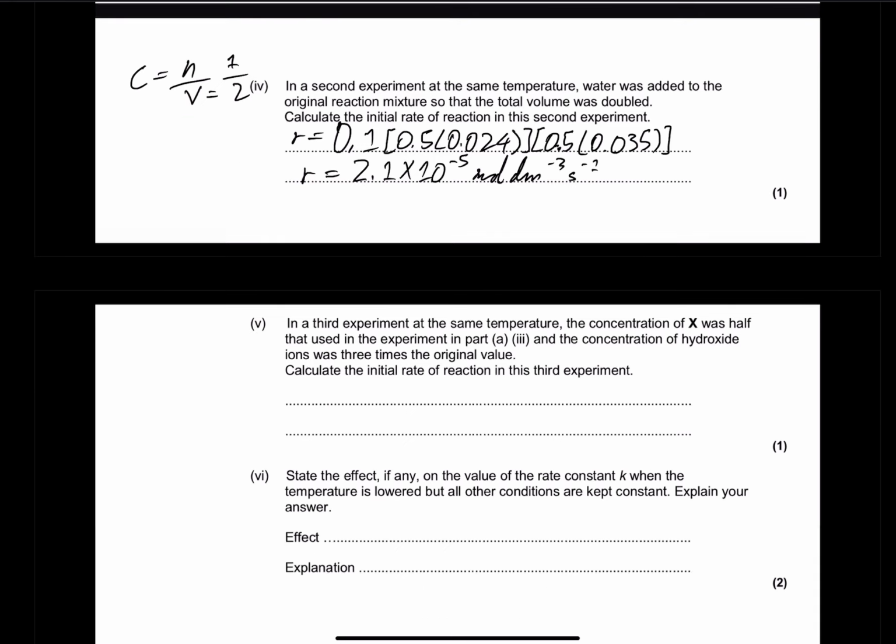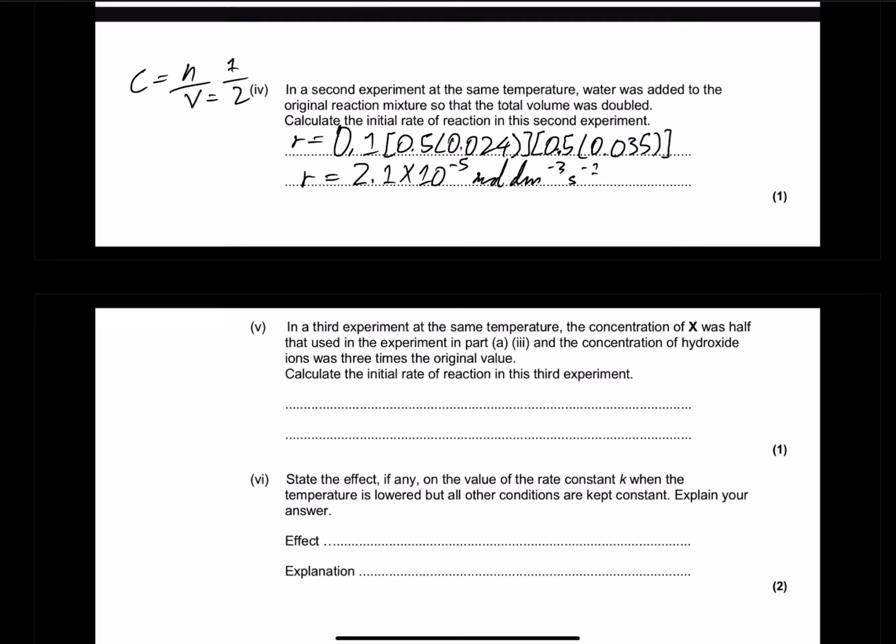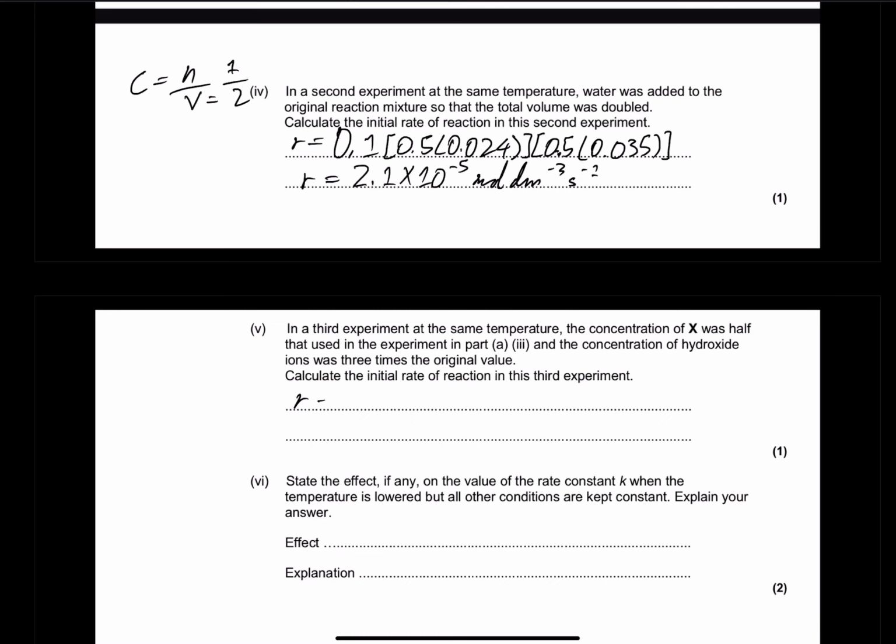In the third experiment, at the same temperature, concentration of X was half that used in experiment in part A, and concentration of hydroxide was 3 times the original value. Calculate the initial rate of reaction in the third experiment. So X is still half, but the hydroxide ions has tripled. So R is equal to 0.1 by 0.5 times 0.024 multiplied by 3 by 0.035. That's it. R is equal to.